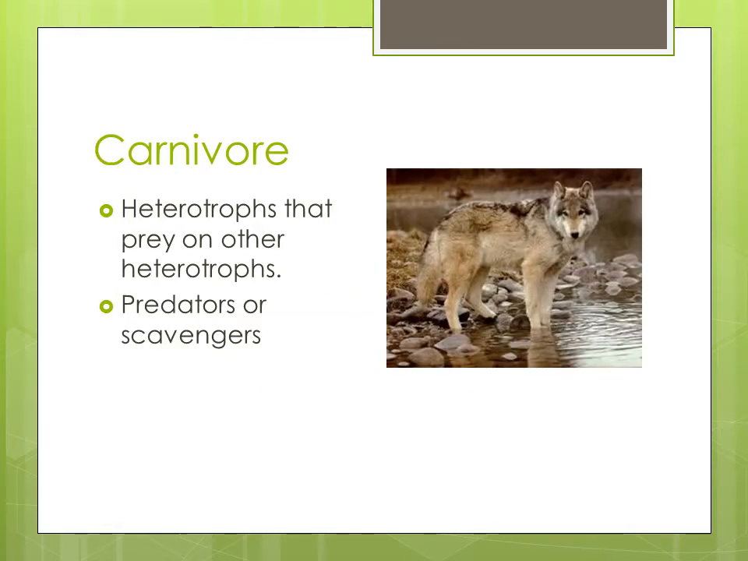The next thing we have are carnivores. Carnivores are heterotrophs that prey on other heterotrophs. These are the predators or scavengers. They are higher up in the food chain, and they are meat eaters. Here we have an example of a wolf. Wolves will eat lots of small rodents and other things like that.